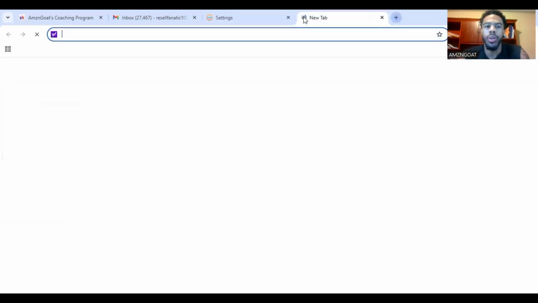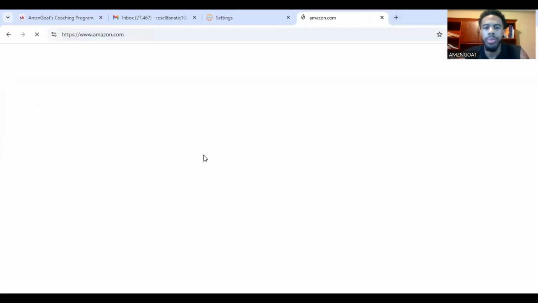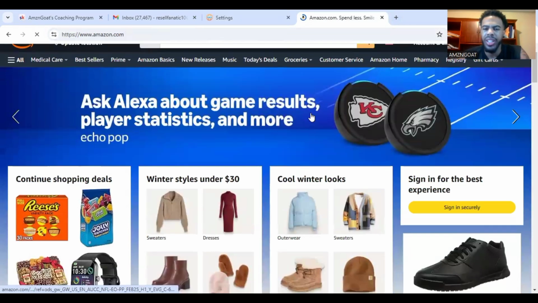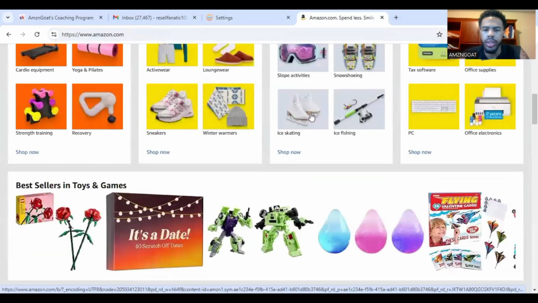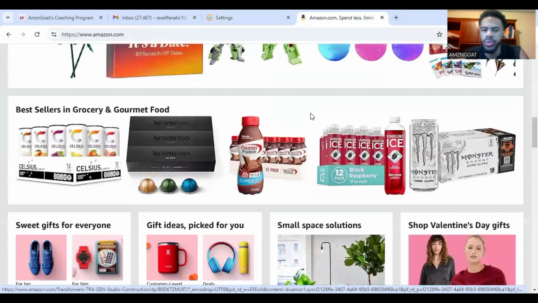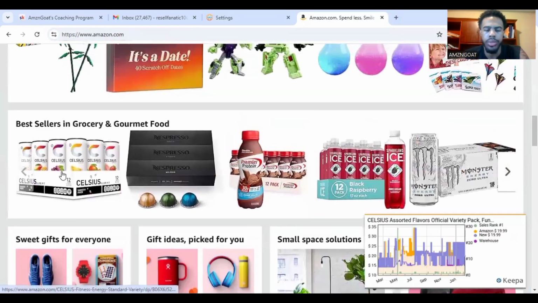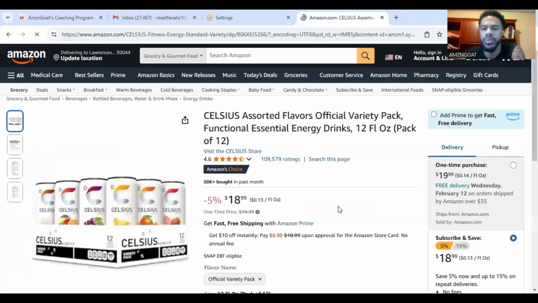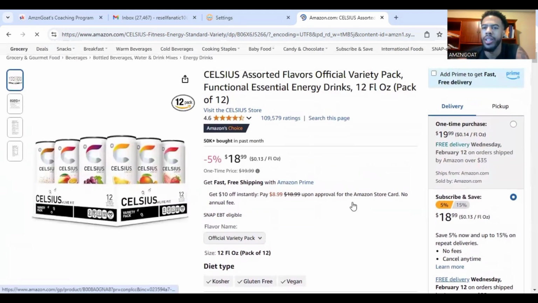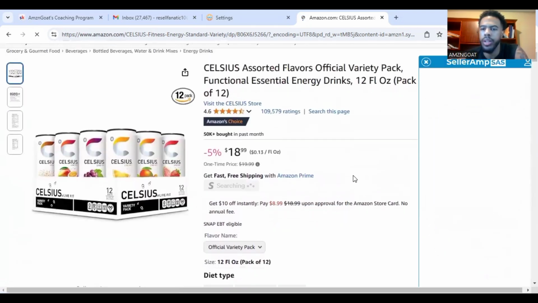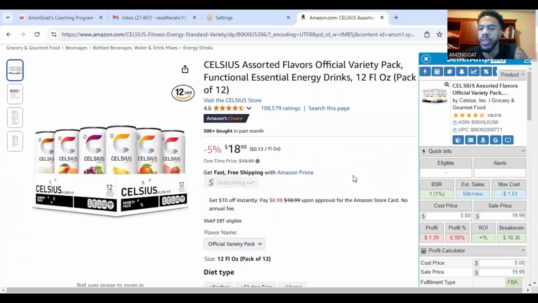So now we're going to pull up a product on Amazon. Let's see what I can find. All right, we're just going to use this pack of Celsius, for example. And hopefully SellerAmp loads up. All right, there it is. Now we're able to get a good look at SellerAmp.